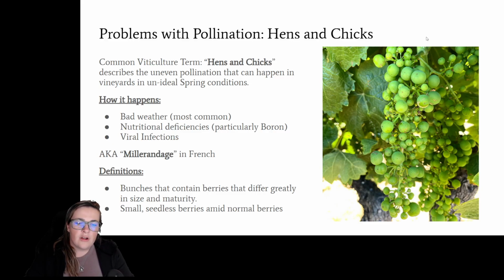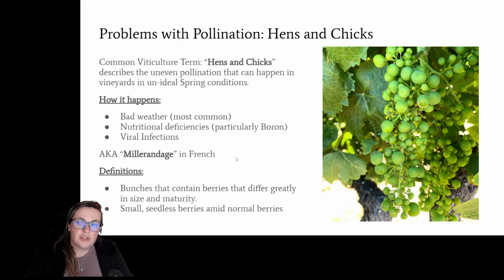Awesome. There are other situations where you can find problems with pollination in a vineyard, and this is a very common term called hens and chicks. This describes the uneven pollination that can happen in vineyards in unideal spring conditions, right? So again, bad weather, nutritional deficiencies, particularly boron is one of the leading deficiencies, viral infections. In French, it's called millerandage, which is the same thing, right?